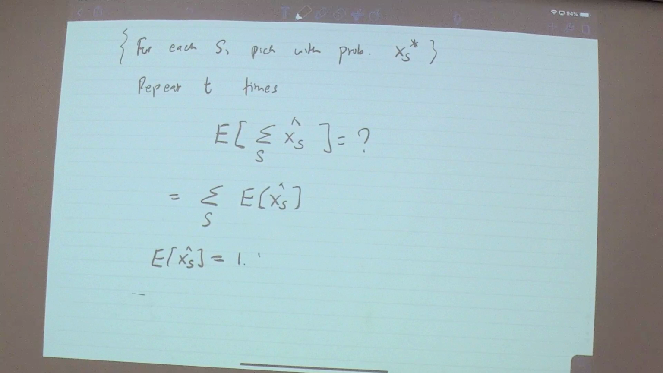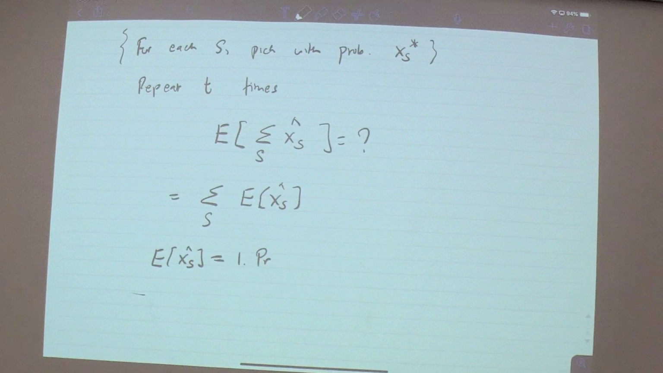No, because you have a type error. There's no such thing as the probability of X_S star. X_S star is deterministic. There's no probability. It's a variable. It's not an event. Only events can have probabilities. X_S star is not an event. It's a value. You need to say it differently. What are you trying to say? First of all, why do you say one times what? What is the one here for? The one is the realization of X_S hat.